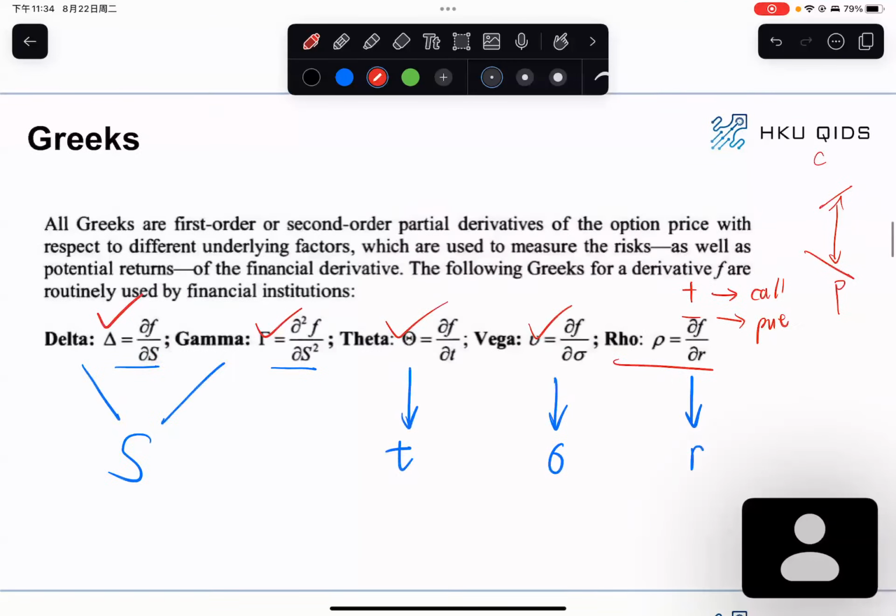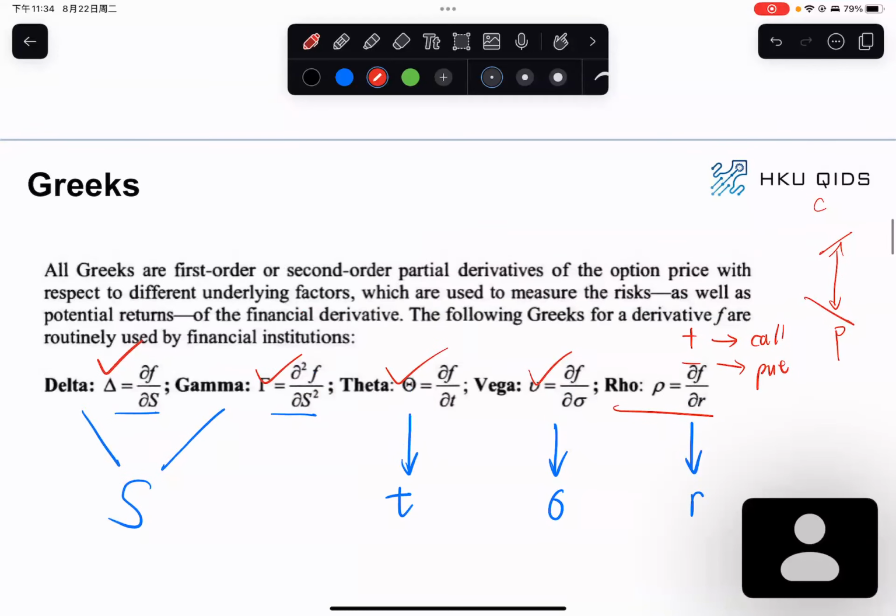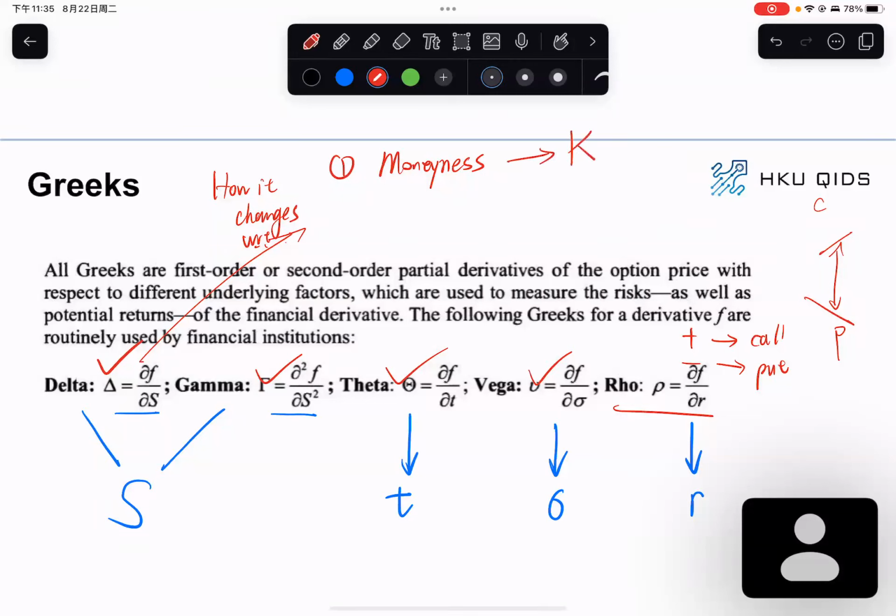So again, for market intuitions, there are two important things that we're going to talk about later. For each derivative, there are two things: how it changes with respect to, first, moneyness, which means whether the option is in the money, out of the money, or just at the money. So it is related with K.